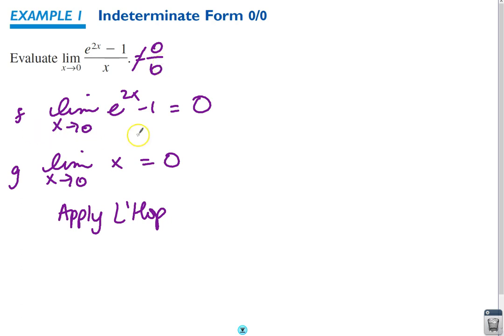This is just kind of a formatting thing that you have to make sure that you do in order to apply L'Hopital's. So now when I actually apply it, I'm going to say the limit as x approaches 0 of e to the 2x minus 1. The derivative of that is 2 e to the 2x. Derivative of 1 is 0, over 1. And now I can plug in my 0 and I get 2.